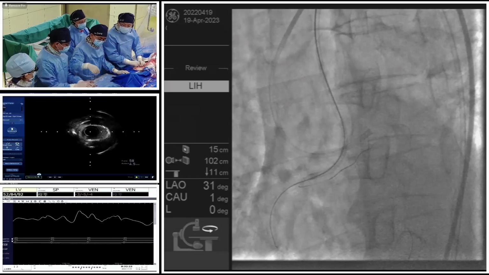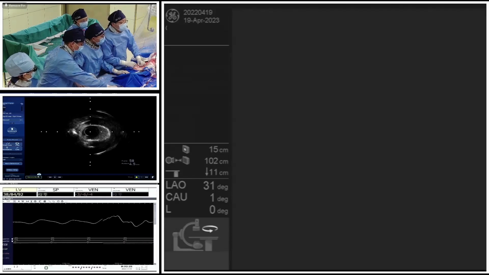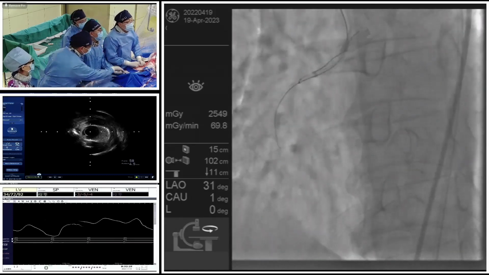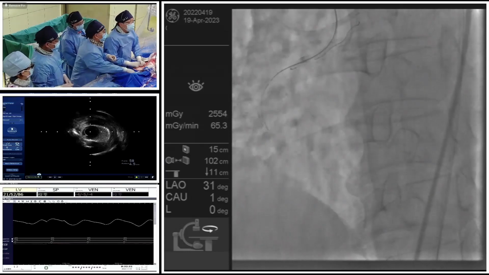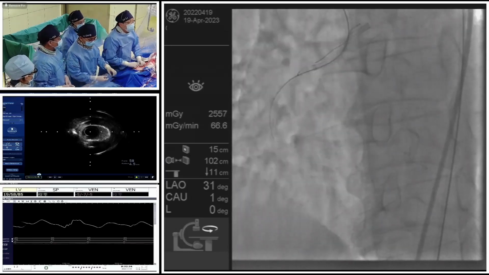Actually, in this case, with a combination of CT angiography information and IVUS, we confirmed the proximal calcified lesion, which explains the antegrade failure risk factors.